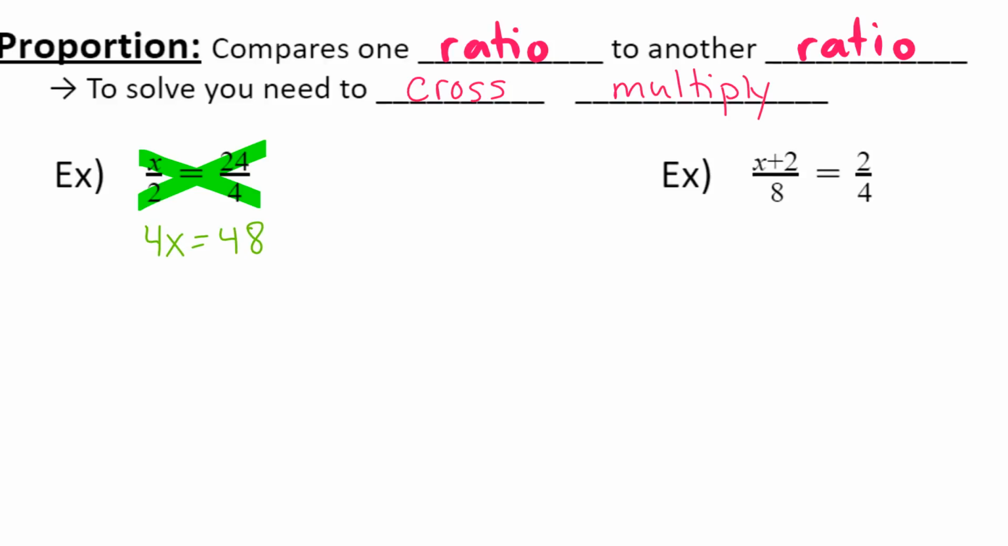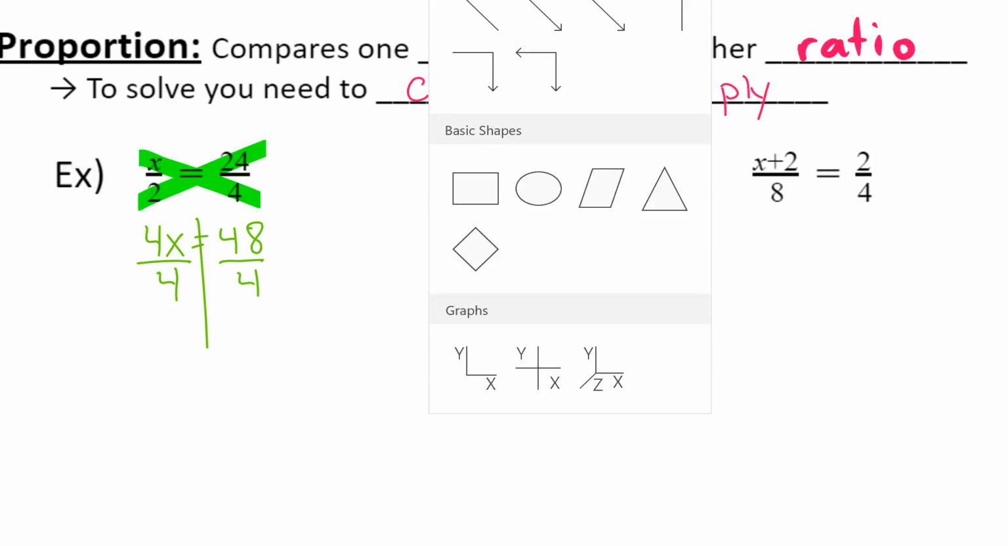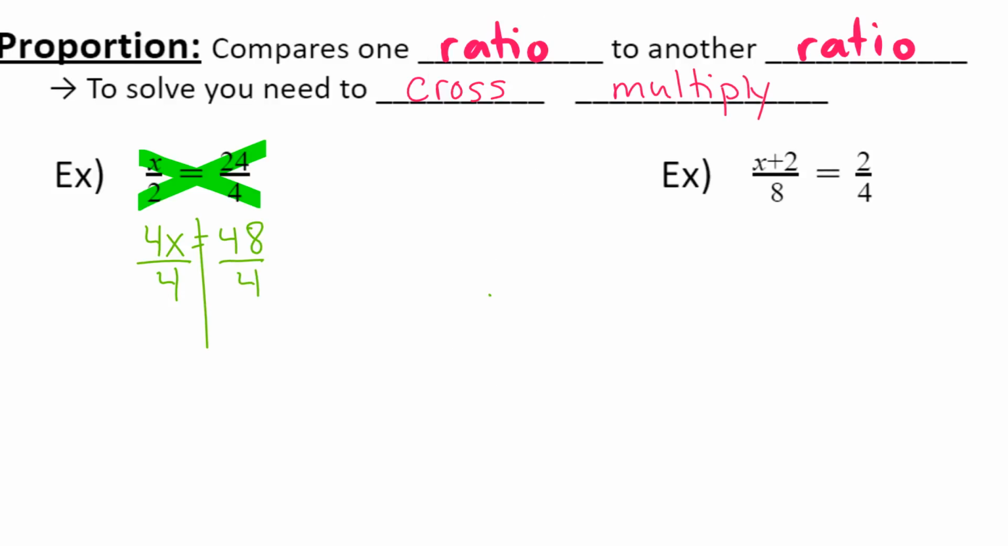And then what do I do? You divide by 4 on both sides. What is 48 divided by 4? 12. I did my math wrong. 12. Good.